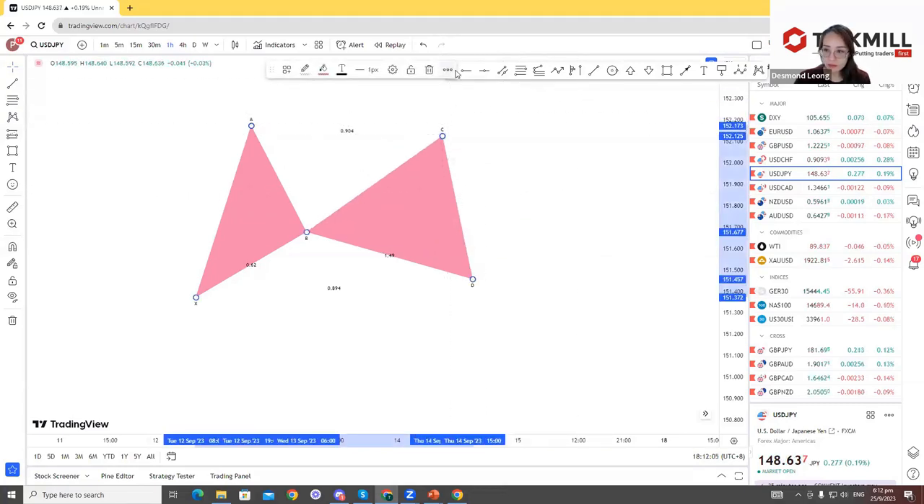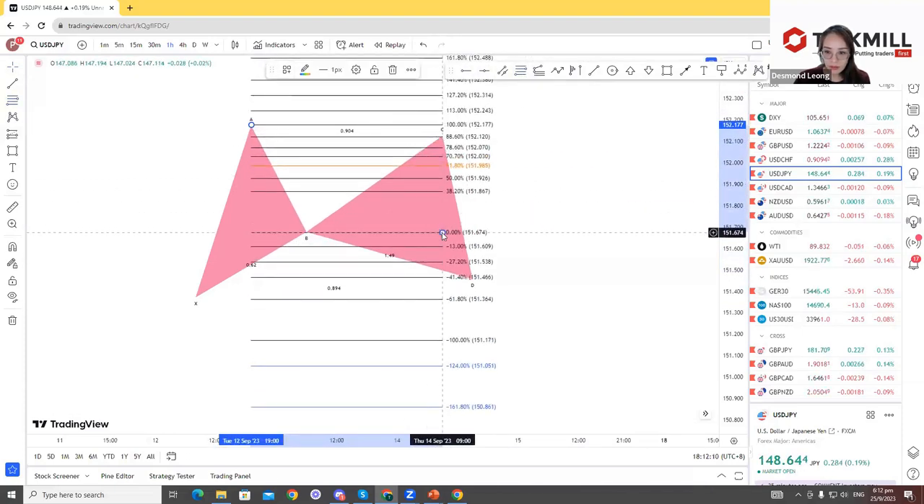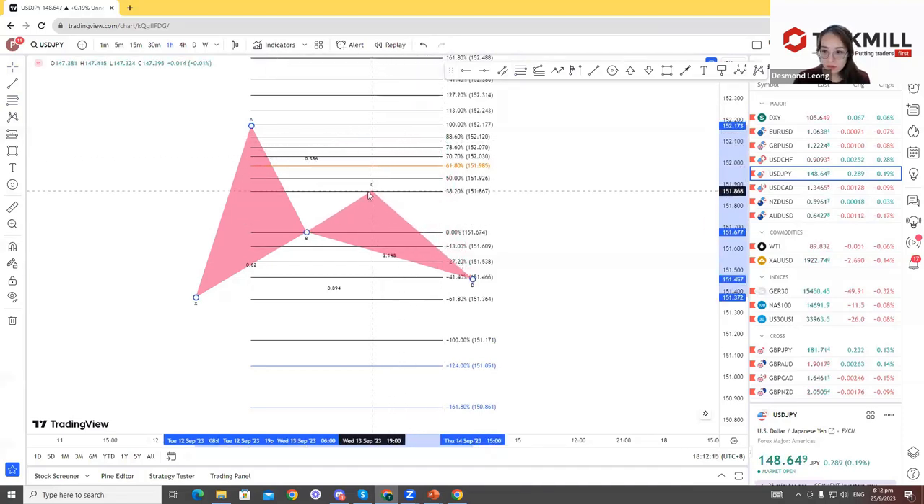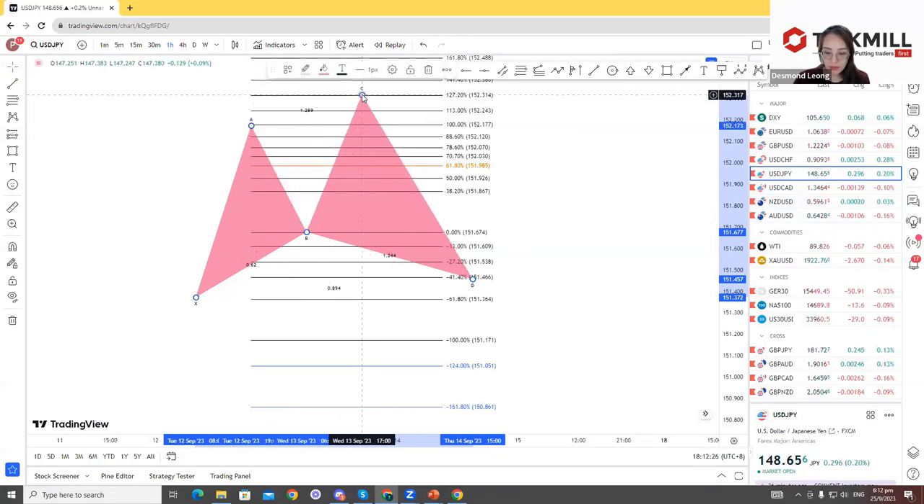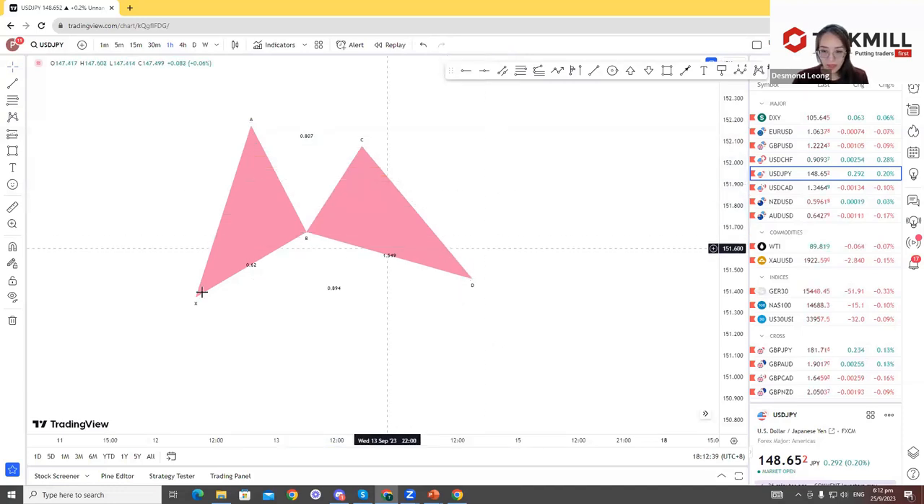Which is here. Okay, you draw from A to B, and the C leg has to retrace between 38.2%, it can stop here, or go until 88.6%, but C cannot go above the A point, like that. If it goes like this, it is not a harmonic pattern. It could be here or could be here. In this case, I just put it somewhere here. Okay, it's still within.